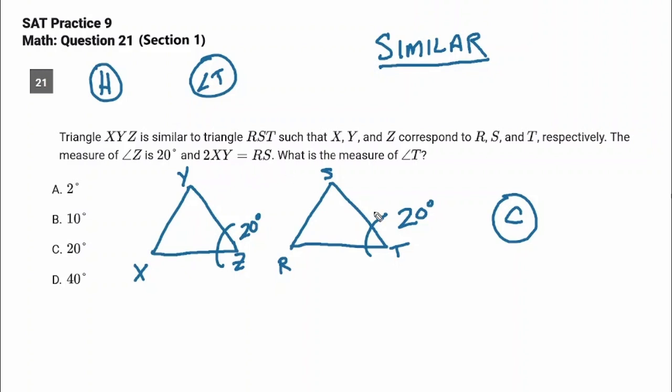2XY equals RS doesn't matter. Similar triangles means same shape, so angles are the same. You can get this right in 2 seconds and move on.